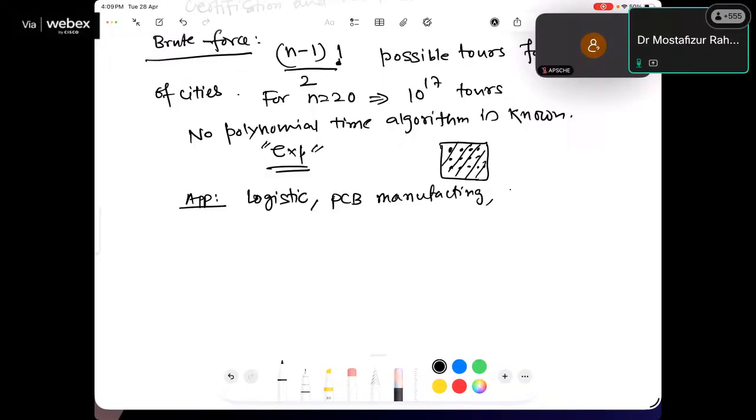Then one important problem that many quantum people are also working on is the genome sequencing problem.